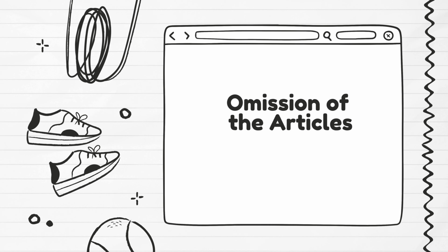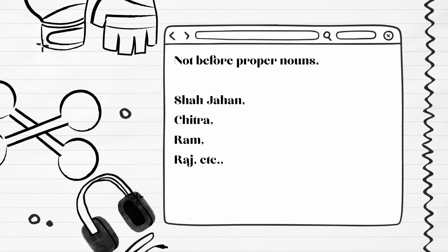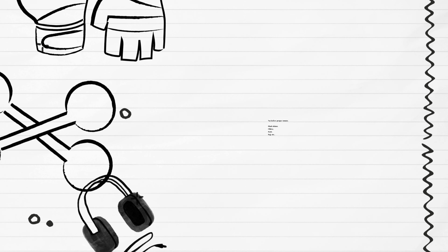Finally, let's see the omission of articles. We have a few exceptions in this regard. Yet we will look into the general cases. Not used with feast days, months and days of the week. Christmas Day, Independence Day, Republic Day, New Year's Day, College Day, etc. Not before proper nouns. Shah Jahan, Chitra, Ram, Raj, etc.